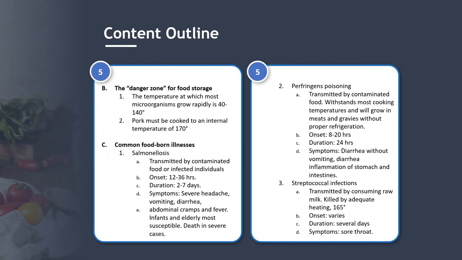B. The danger zone for food storage. The temperature at which most microorganisms grow rapidly is between 40 and 140 degrees. Pork must be cooked to an internal temperature of 170 degrees. C. Common foodborne illnesses. 1. Salmonellosis, which is transmitted by contaminated food or infected individuals.